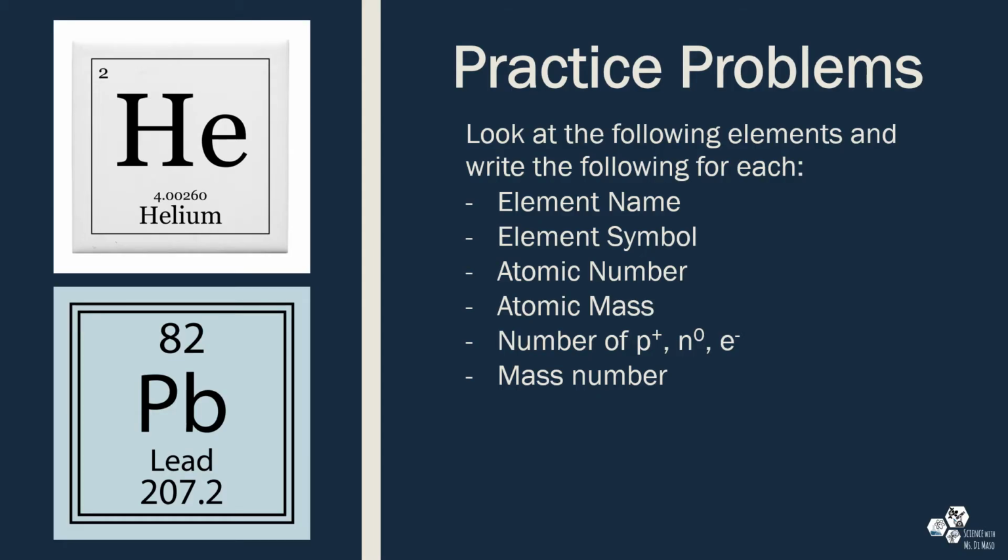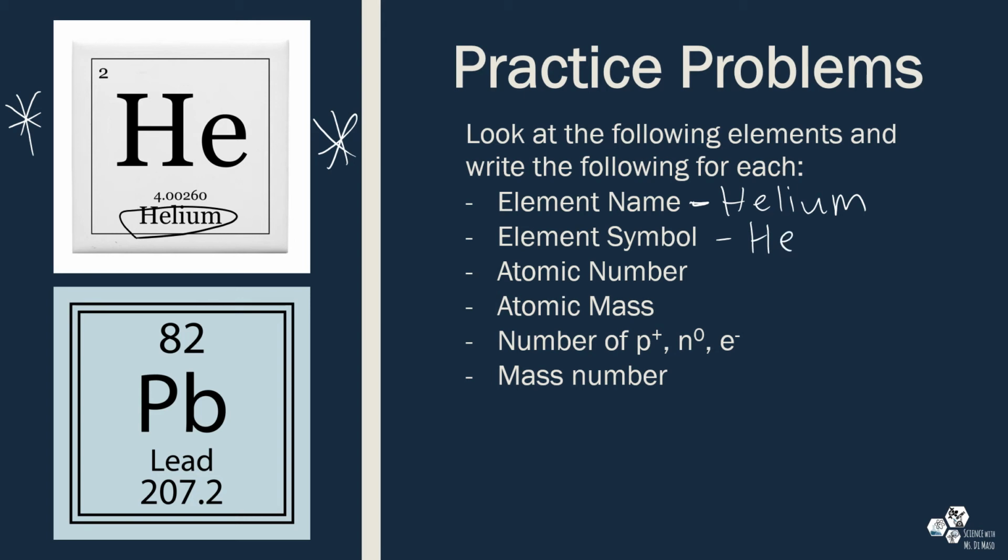All right, so let's get some practice using this information that we find on the periodic table. So let's talk about the first one here, helium. So we're focusing on this guy now. What is the element name? Well, I just said that, but we can also find it right here. The element name is helium. What is its symbol? Well, it's He. That one kind of makes sense.